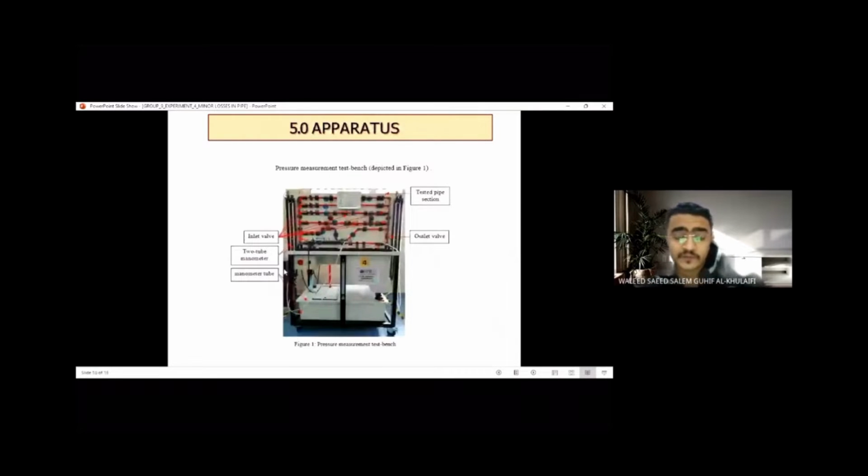For the last part, as you can see here, the device: this one indicates the tested pipe section, this one is the outlet valve, and these valves represent the inlet valves. This one is for the two-tube manometers, and the down section is the manometer tube. This Figure 1 represents the pressure measurement of the test bench.